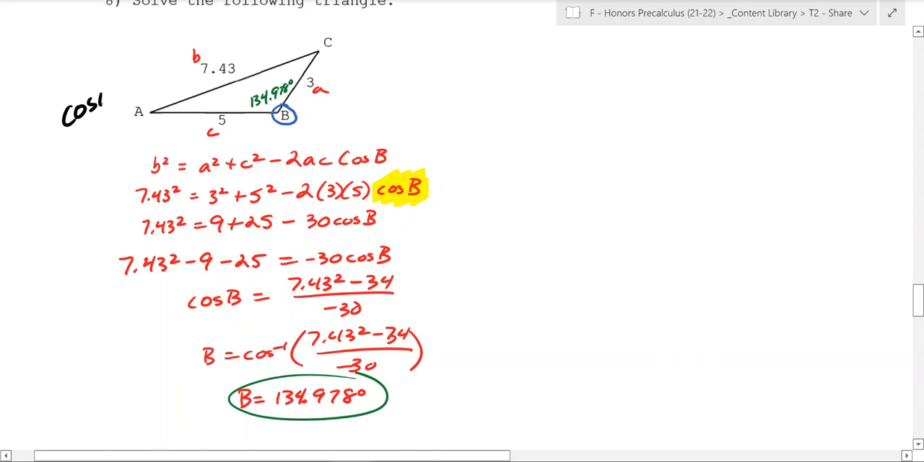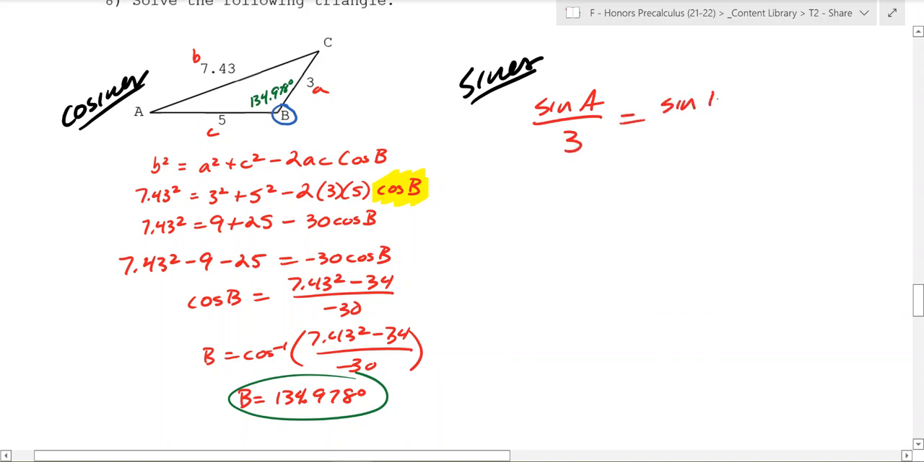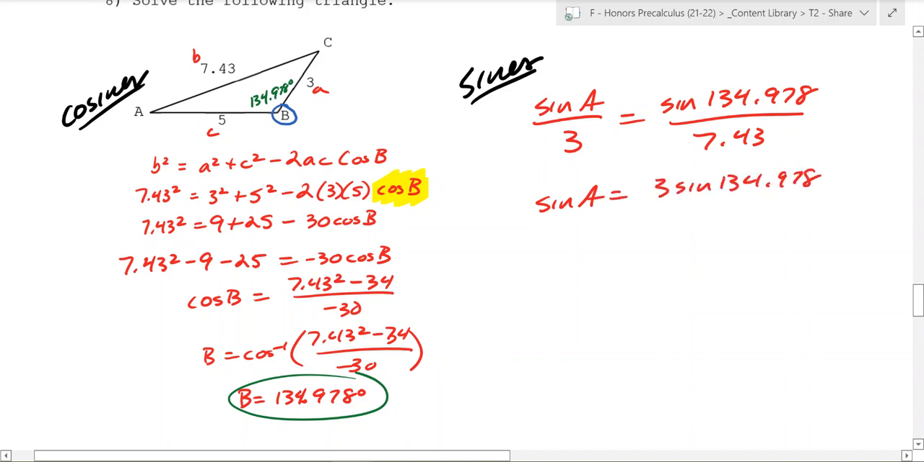So we just used the law of cosines here. So now we're going to use the law of sines. So we have the opposite sides here. So what we can now write is sine of A over a, so that's 3, is going to be equal to the sine of 134.978, the angle we just got, over the side length opposite angle B, which is 7.43. So what that tells us, therefore, you multiply by 3, you get sine of A is equal to 3 times this, so it's the same thing again, sine 134.978 divided by 7.43. So A is equal to sine inverse of this whole thing right here.